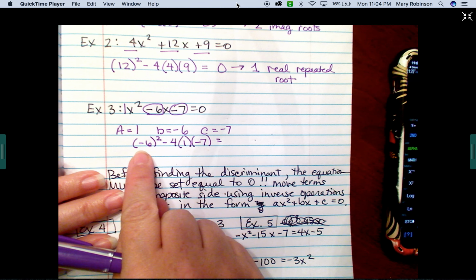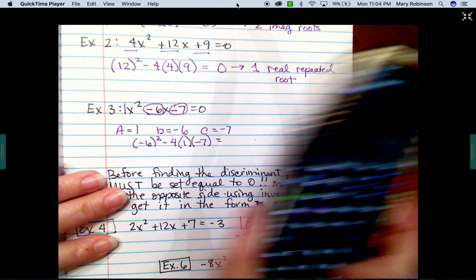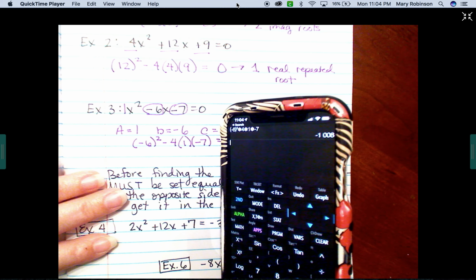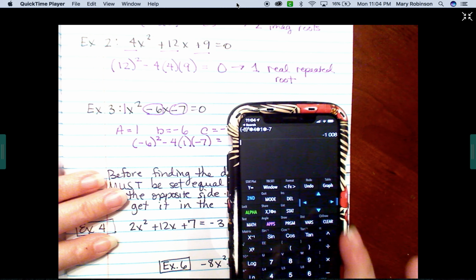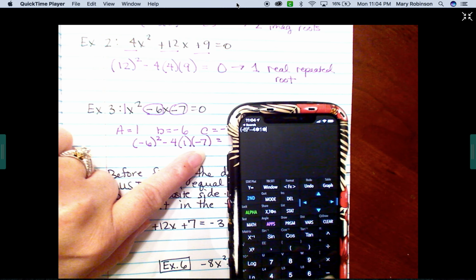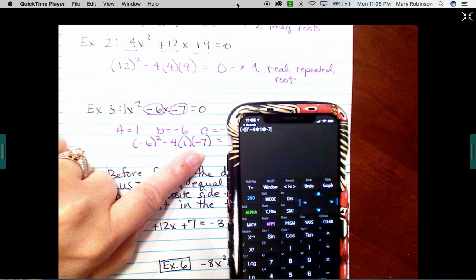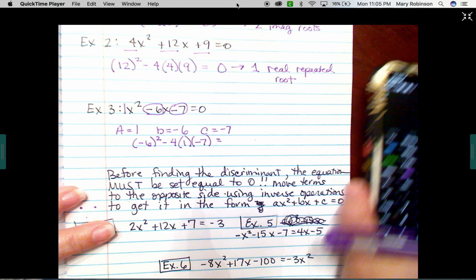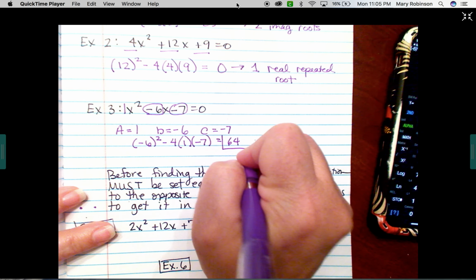Again, check it over. Negative 6 squared minus 4 times a times c. So I'm going to, again, type it in. Negative 6 in parentheses squared minus 4 times 1 times negative 7. Oh, that was too big. My apologies. I think it's a little harder to hit the keys on the phone. Negative 6 squared minus 4 times 1 times negative 7. All right, I've got that right now. So it's 64. So here our discriminant is 64.